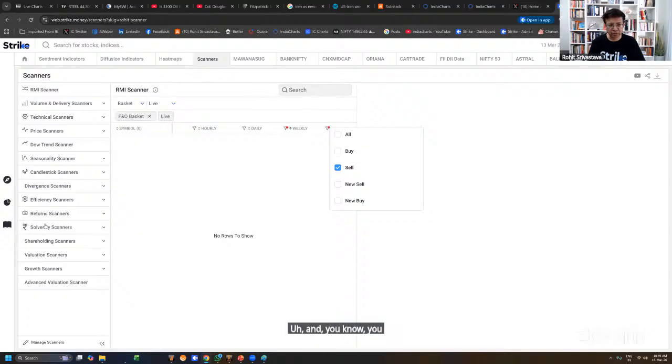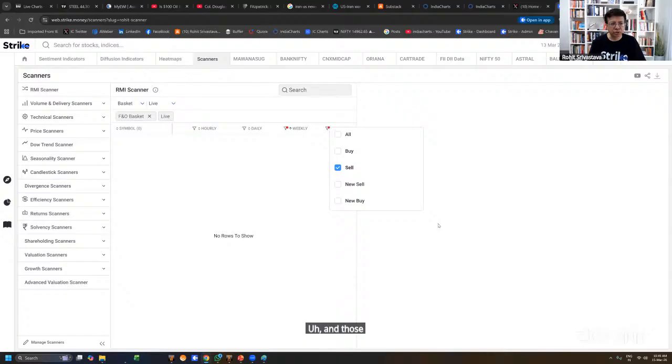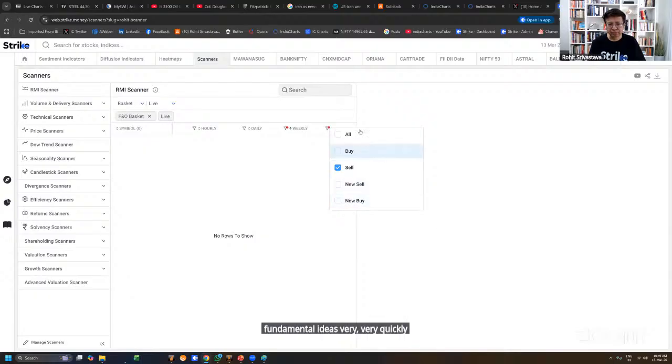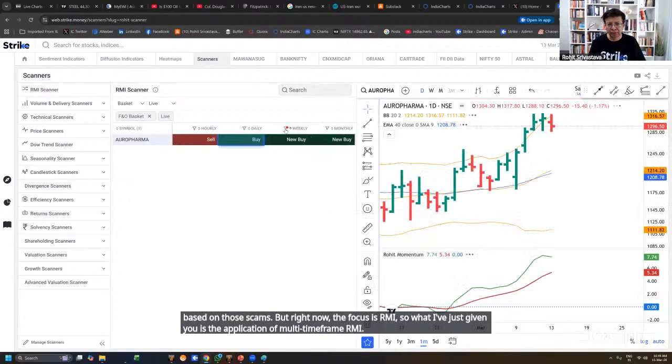And you can see a lot of these upcoming scans over here on fundamentals and volatility, which will go live eventually for everybody. And those would allow you to actually do things like that, where you can find fundamental ideas very, very quickly based on those scans. But right now the focus is RMI. So what I've just given you is the application of multi-time frame RMI to finding ideas.